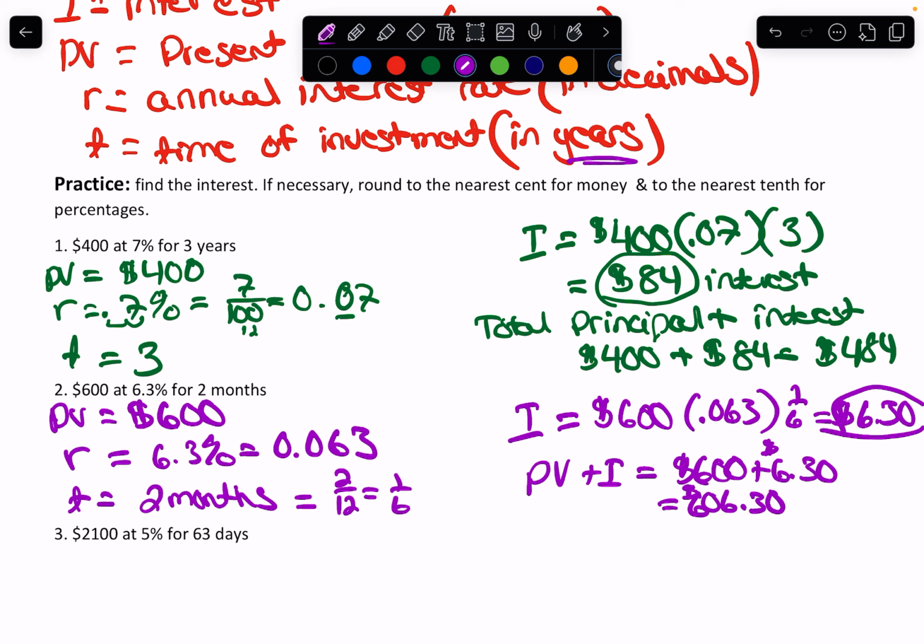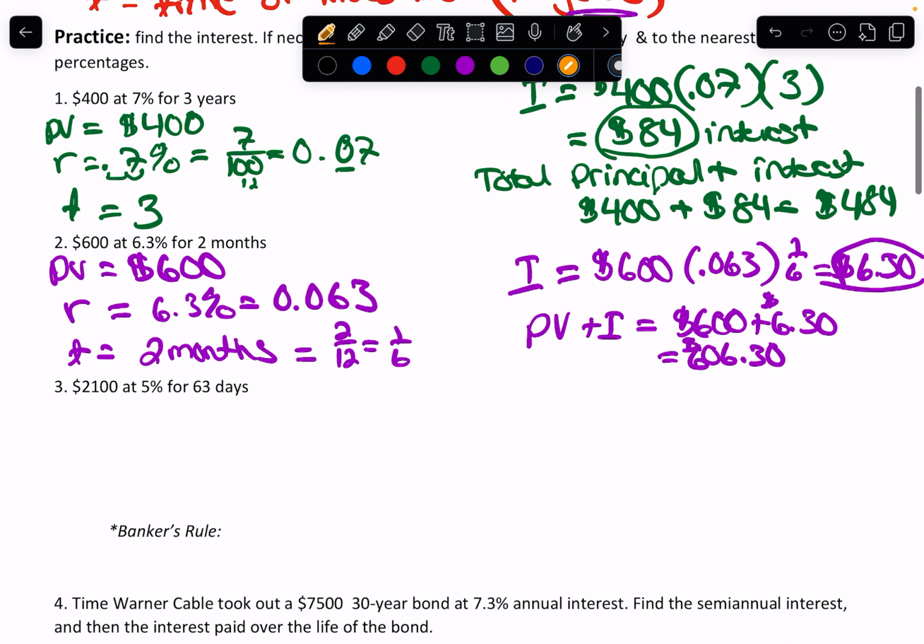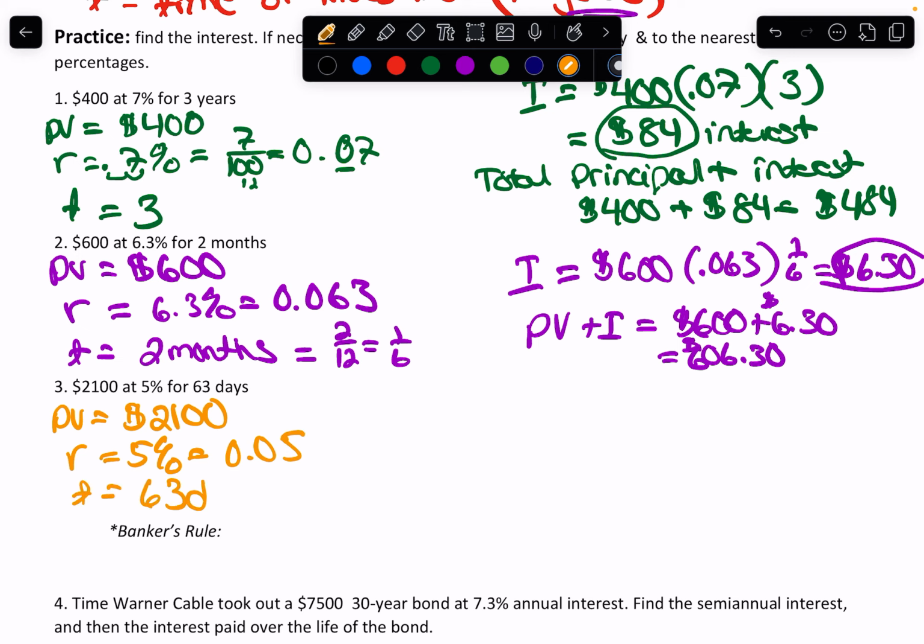Okay, next one is $2,100, and our rate is 5%, which is 0.05, and then it is for 63 days. Okay, now, there are 365 days, so we're going to go ahead and do 63 divided by 365.